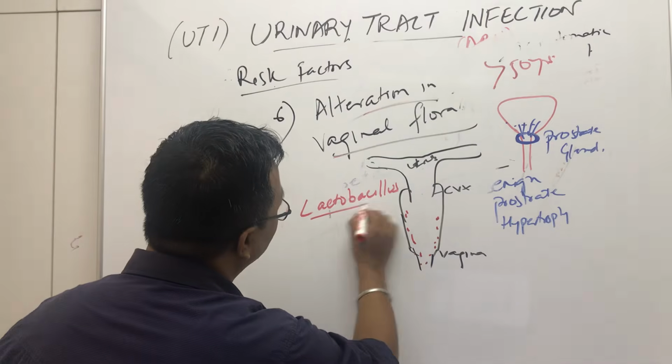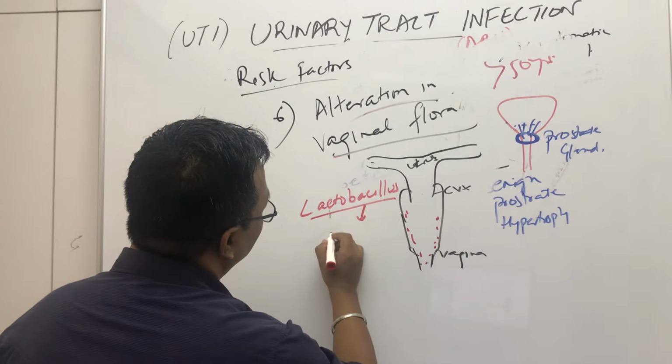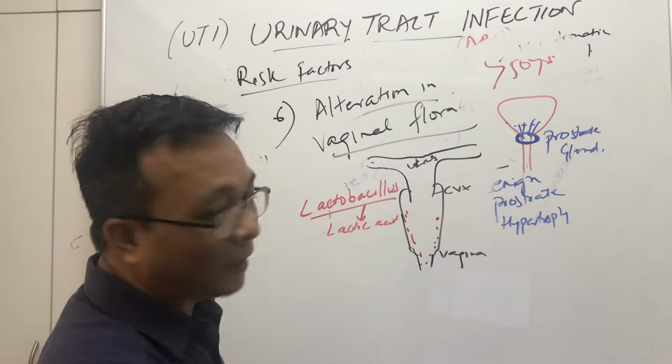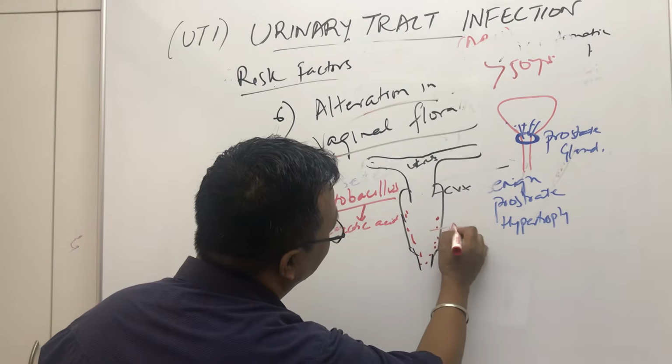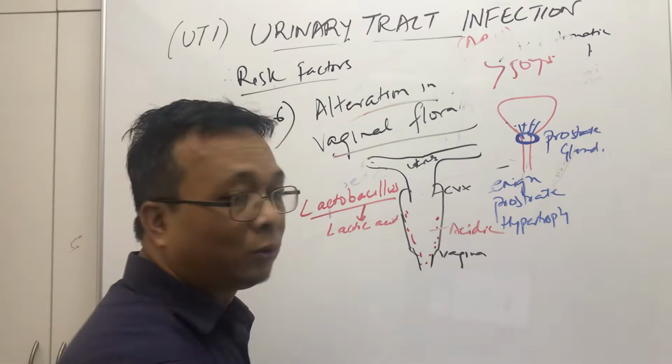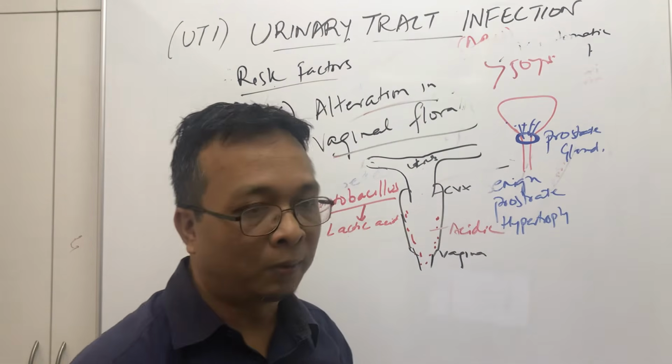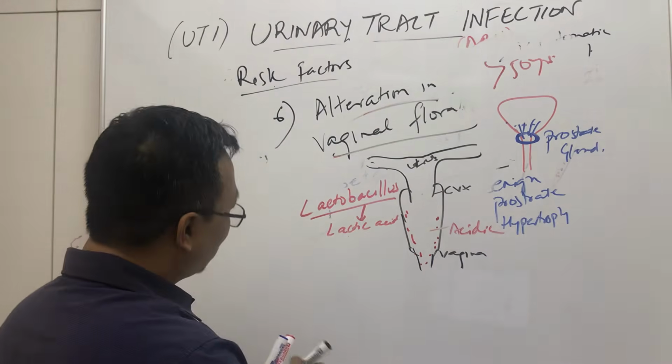And what are these lactobacillus doing? They are secreting lactic acid. This lactic acid keeps the vagina in an acidic environment. Due to this acidic environment normally present in the vagina, the harmful bacteria cannot grow. Okay, that is one thing.